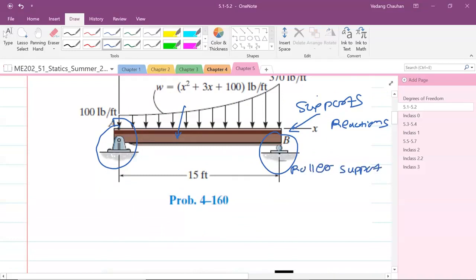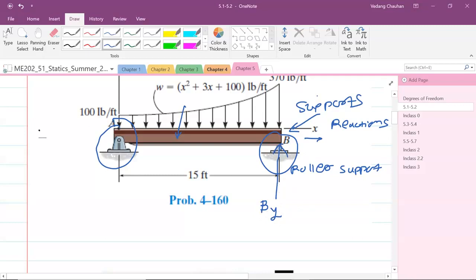So this roller support allows the beam to translate in the X plane, but it does not allow translation in the Y plane. So there is a support reaction coming from this support, which prevents the translation along the Y direction, and this support reaction is called BY. B because this point is B, and Y means it's in the vertical direction.